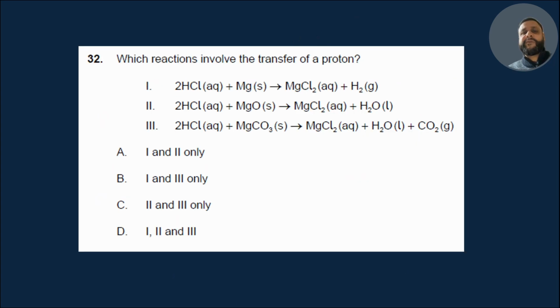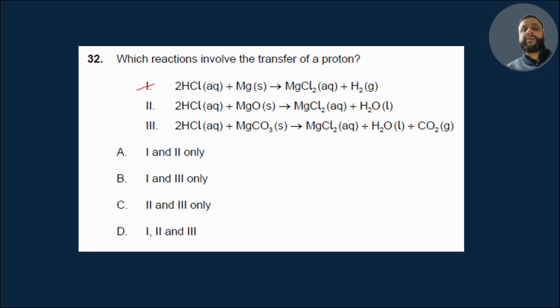Which reactions involve the transfer of a proton? So option 1, hydrochloric acid reacts with magnesium solid forming magnesium chloride plus hydrogen gas. There is no proton transfer involved here. We can see H+ gets reduced to H2, and this is an example of a metal reacting with acid to form salt and hydrogen, so no proton transfer takes place here.